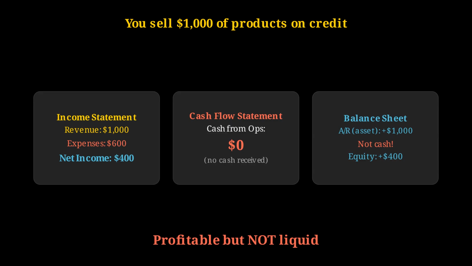The income statement says you made $400. The cash flow statement says you generated 0 cash. Both are true. You are profitable, but you are not liquid. You need to collect the receivables to turn profit into cash.